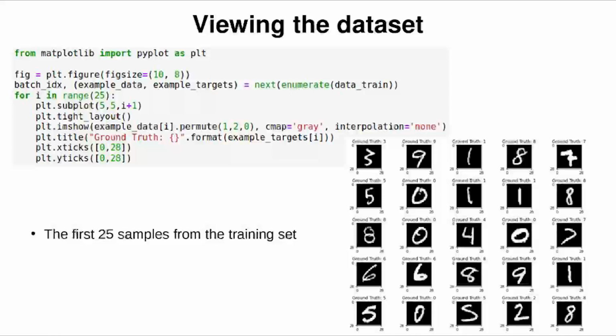Let's use Matplotlib to visualize 25 samples of the training data. Training samples consist of images of digits. We unwrap them into the variable example_data, and labels that contain the ground truth of what those digits are. We unwrap them into the variable example_targets. Then we visualize the first 25 training samples.